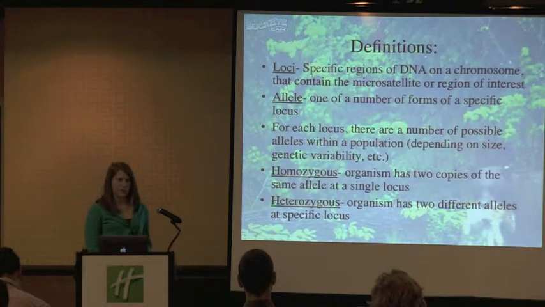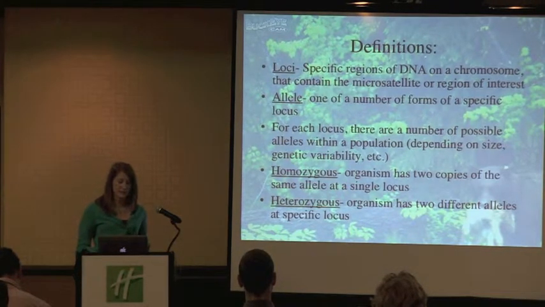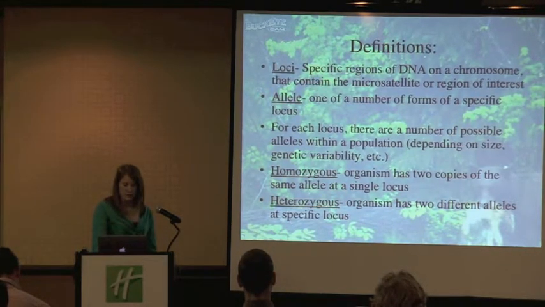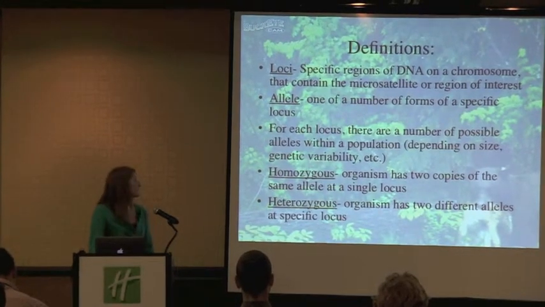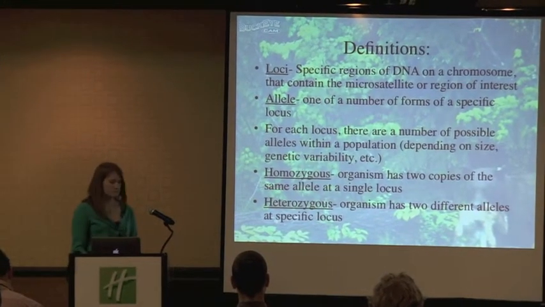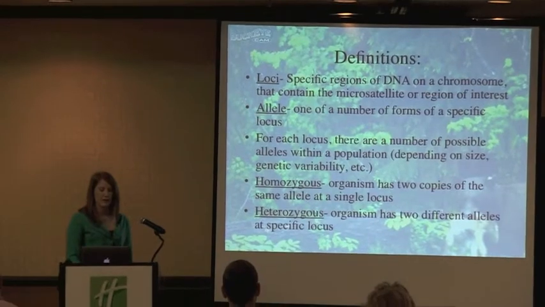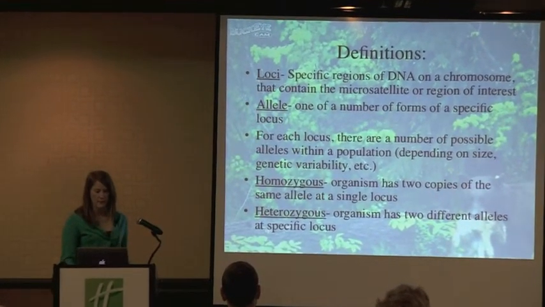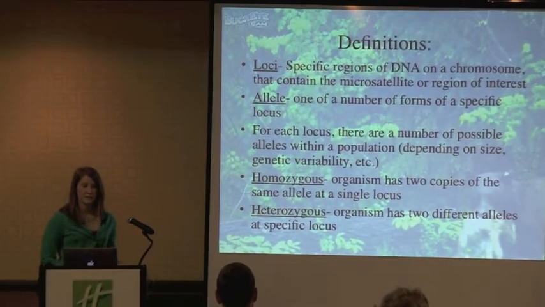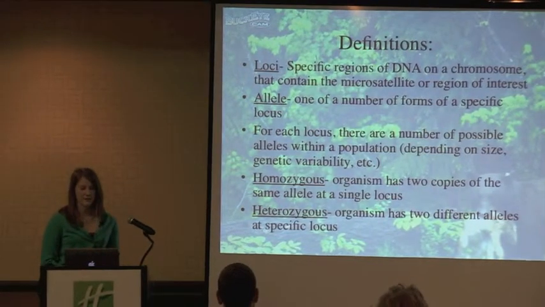So before we move forward, I just want to go over a couple of definitions. Loci are specific regions of DNA on a chromosome that contain the microsatellite or region of interest. Loci can have many different forms. Each form is called an allele. For each locus, there are a number of possible alleles within a population. This usually depends on population size and genetic variability.